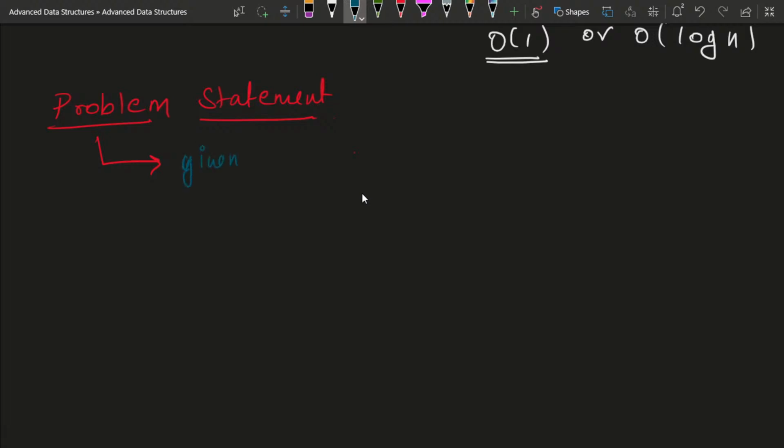Okay, so what is the problem statement? Given an array A of size n. And we are given two types of query, not two, only a single type of query, and we are given q queries, and in the query we are asked the sum of L to R.